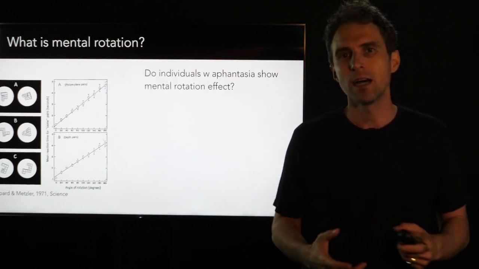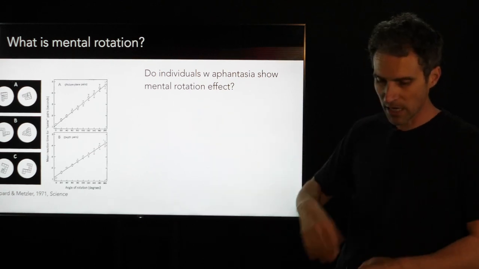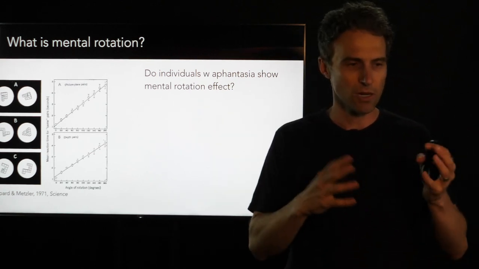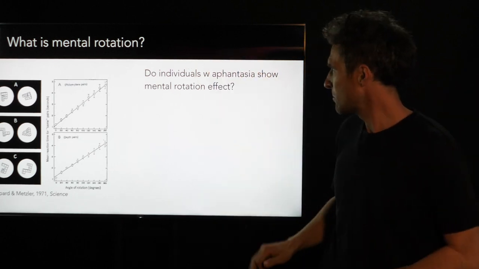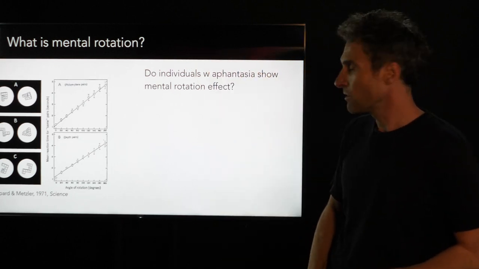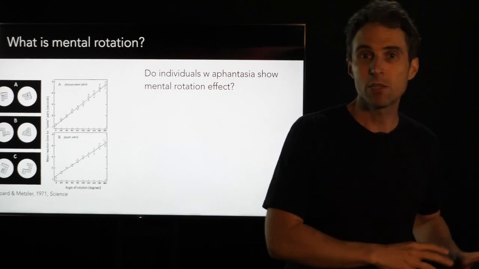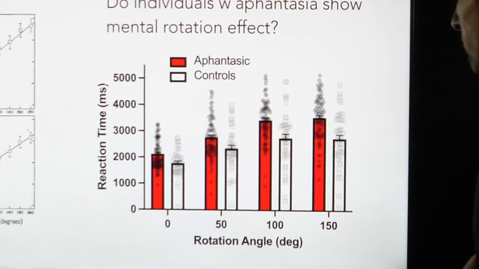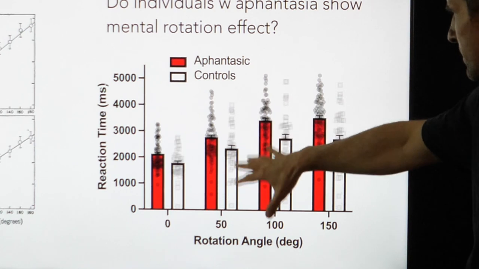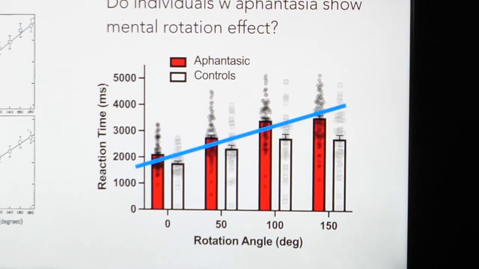So we ran this task with the blocks and a couple of other versions of this task. There are all kinds of different things you can rotate, little mannequins, little people. So I'm just going to show the data from the blocks here, again in people with imagery and people without imagery. And here's the data. Aphantasia is in red and controls are in white, and the individual data plots are blurred over the top there.